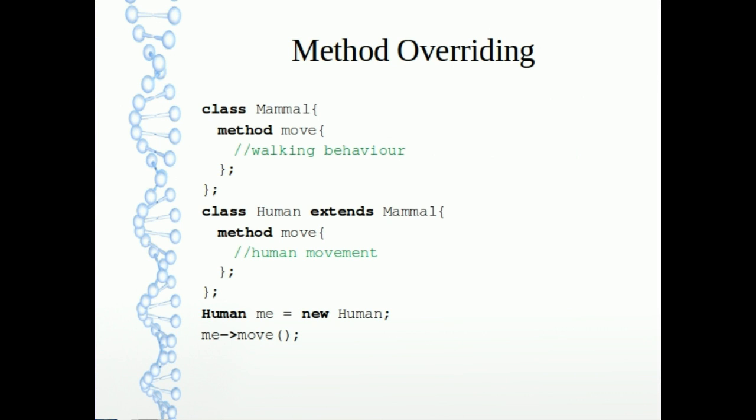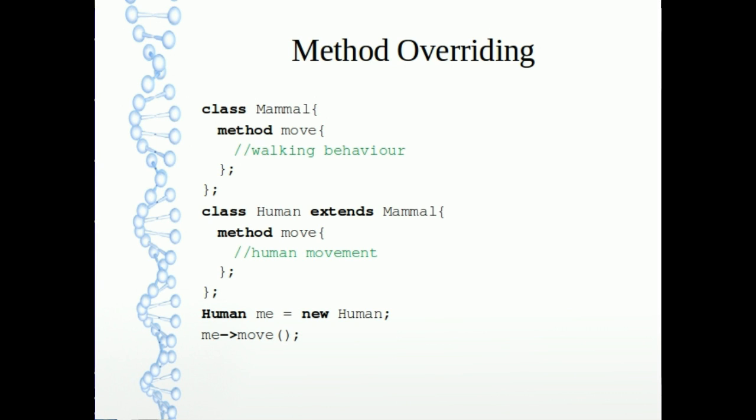Here we have an example in pseudocode which raises this question. We have two class declarations, the mammal class and the human class. Both have a move method. Notice that the human class extends over the mammal class and will inherit all of its members. Underneath our class declarations, we create an instance of the human class, called me. We then call the move method, which is a member of the me object. But which move method will this be?